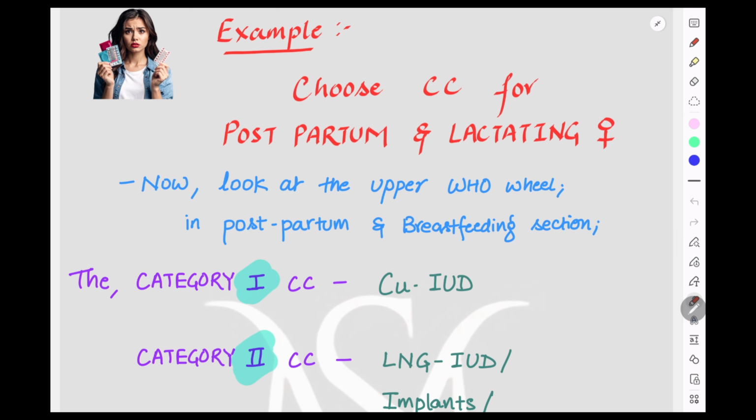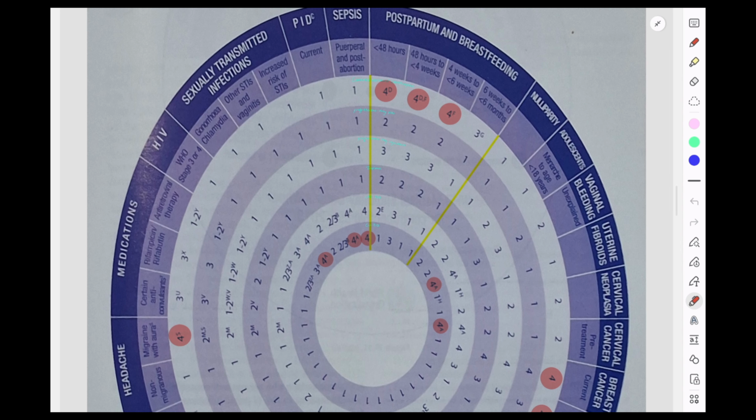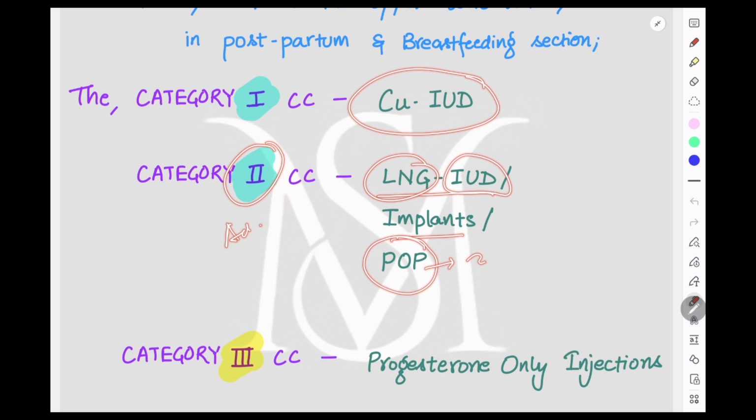Whatever I have told you about the wheel, we'll summarize here. For example, you have to choose the contraceptive for a postpartum and lactating female. Look at the upper WHO wheel and find which one is the ideal contraceptive. Seeing that wheel, I came to the conclusion that the category 1 contraceptive for postpartum and lactating females is copper IUD. Category 2, meaning advantage is more than risk, is LNG IUD, meaning levonorgestrel, implants and progesterone only pills. Why progesterone only pills? Because progesterone will not interfere with milk secretion.